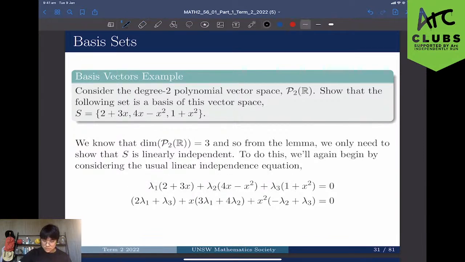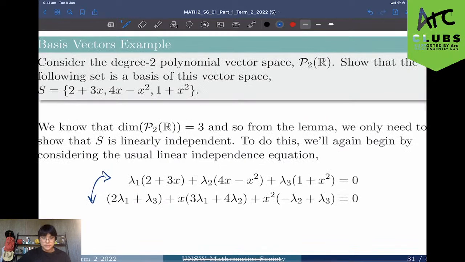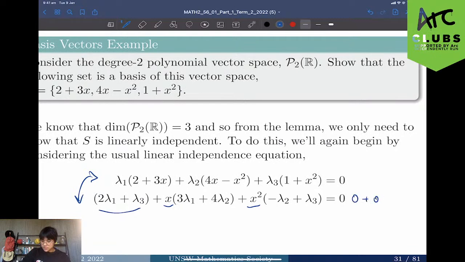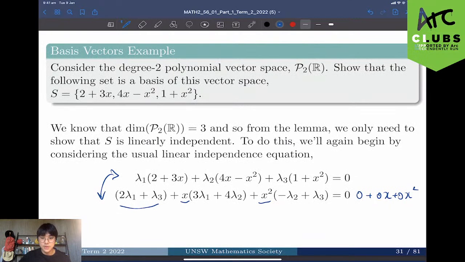So what we do here is group the scalar values for the constant, x and x squared. And this is equal to 0 plus 0x plus 0x squared. So what we're going to do now is compare the coefficients. This means that if this is actually equal to 0, then 2 lambda 1 plus lambda 3 is equal to 0, this is equal to 0, and this is equal to 0.